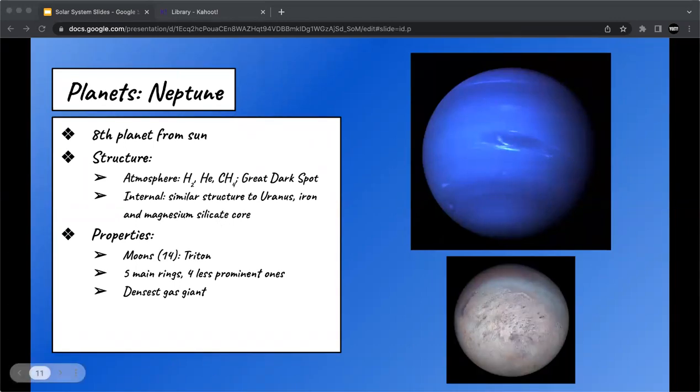Neptune has 14 known moons. Over here we have Triton. Triton's the only moon that orbits opposite to the planet's orbit around the sun, which is quite interesting. That might suggest Triton was once an independent object. Neptune has 5 main rings and 4 less prominent ones, and it's the densest gas giant.